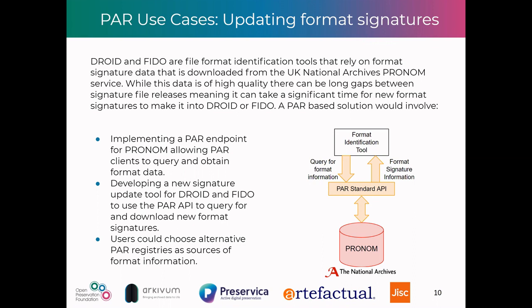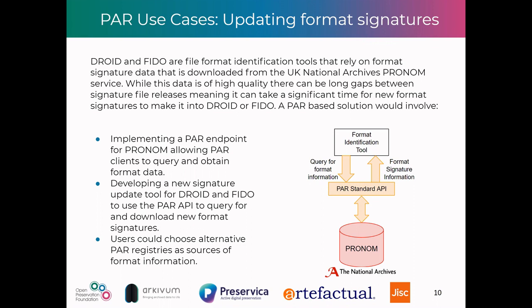Now, for a PAR solution, what would have to happen is we're talking to the National Archives about the possibilities of producing a PAR endpoint for Pronom, and that would allow other PAR clients to query Pronom and see not just the file format data that's in there, but also to make queries based on data. You could actually find out what were the new format signatures since you had last queried the Pronom database.